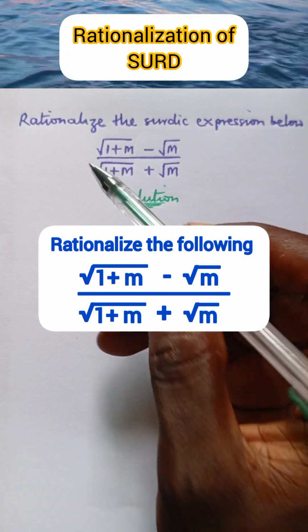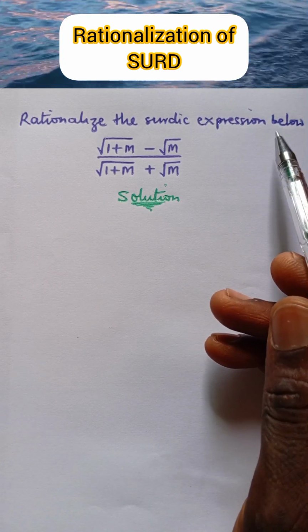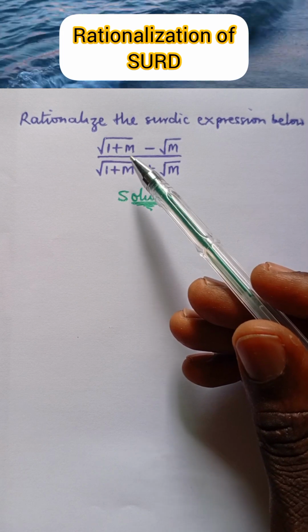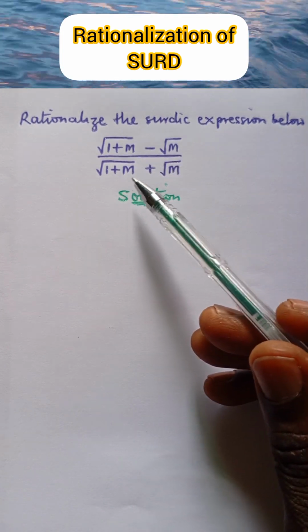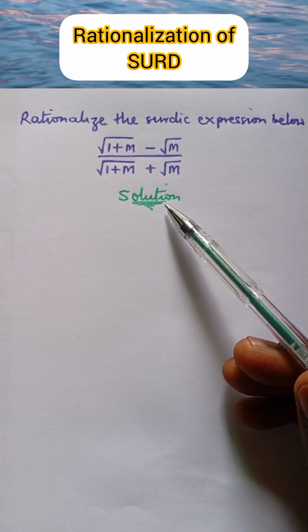Rationalization of surd. We are to rationalize the surdic expression below. We have root 1 plus m minus root m all over root 1 plus m plus root m. And here is the solution.